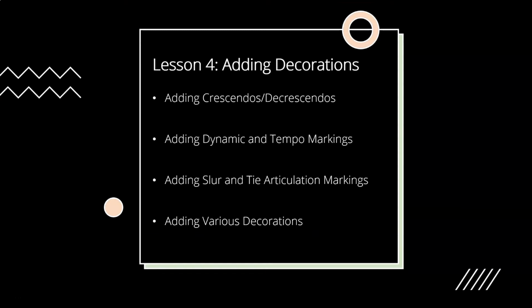So here we are in lesson 4, adding decorations. In this lesson we're going to be going over adding crescendos and decrescendos, adding dynamic and tempo markings, adding slur and tie articulation markings, and adding various decorations to your Finale document. This is a very exciting lesson in that we really get to make our music come alive by adding these various decorations. Let's go ahead and get started.